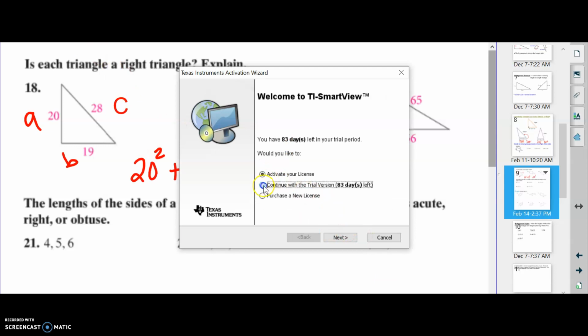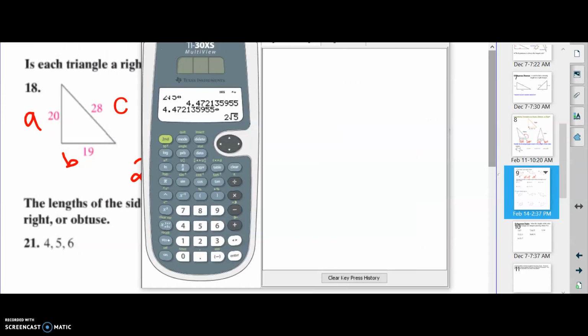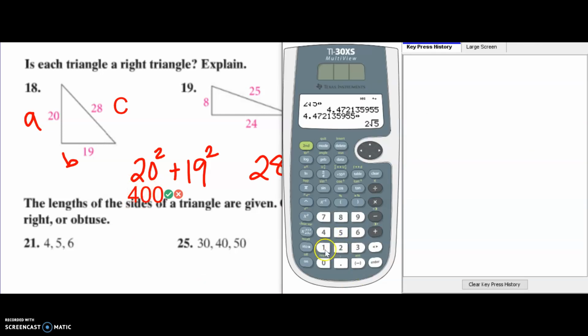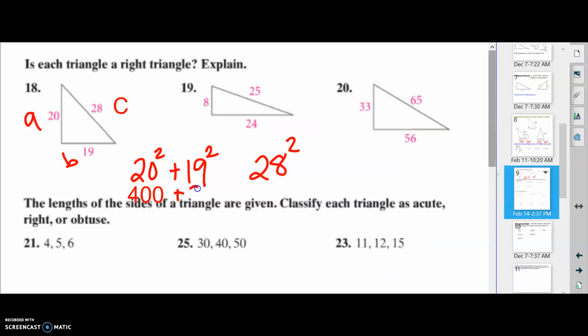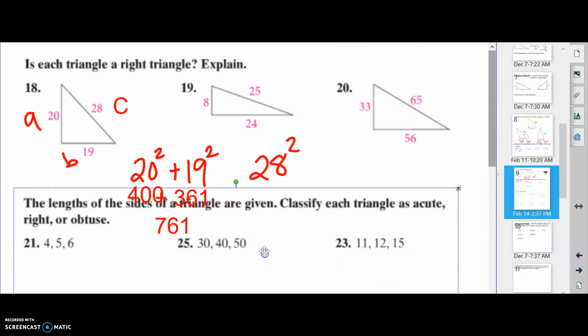All right, so I know 20 squared is 400, since 20 times 20 is 400. I'm not quite sure what 19 squared and 28 squared are, so let's do those. 19 squared is 361. So that's going to be a total of 761. And then let's see where we're at with 28 squared. All right, so we get 784.